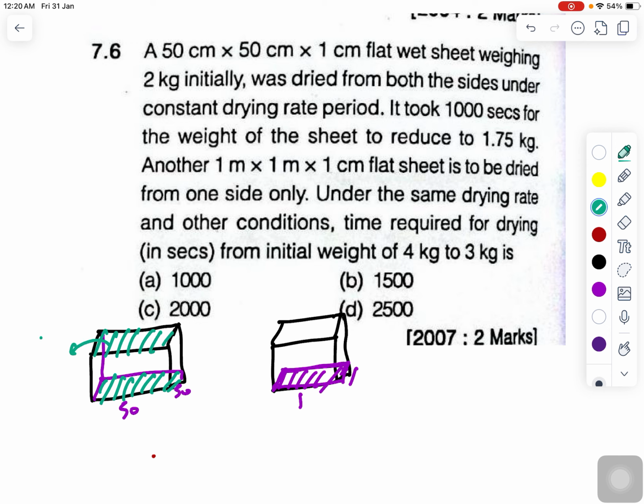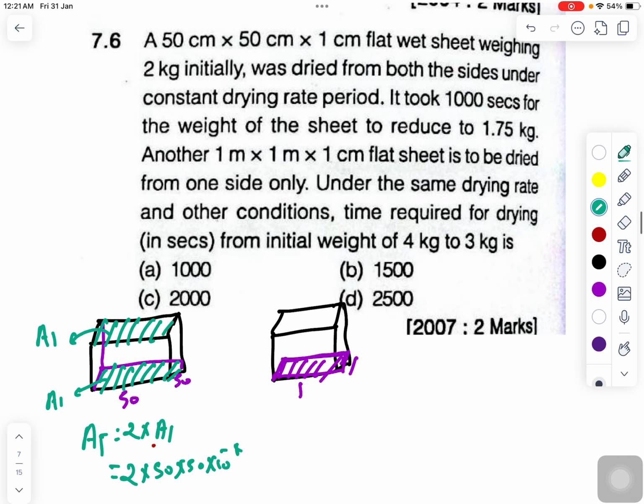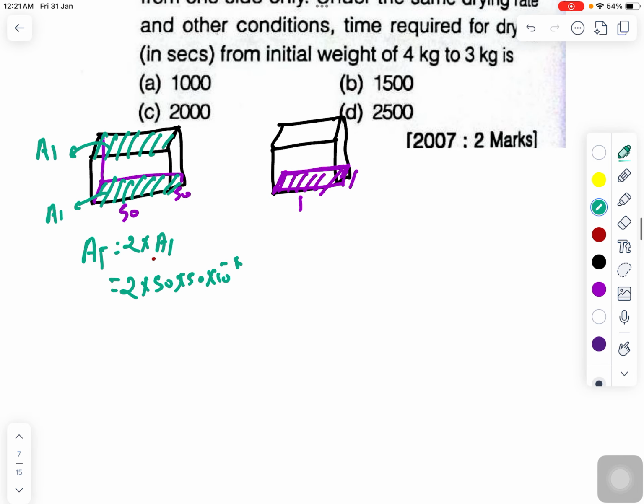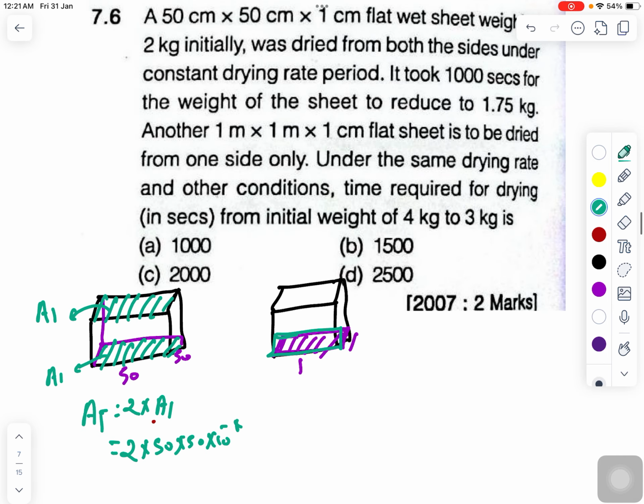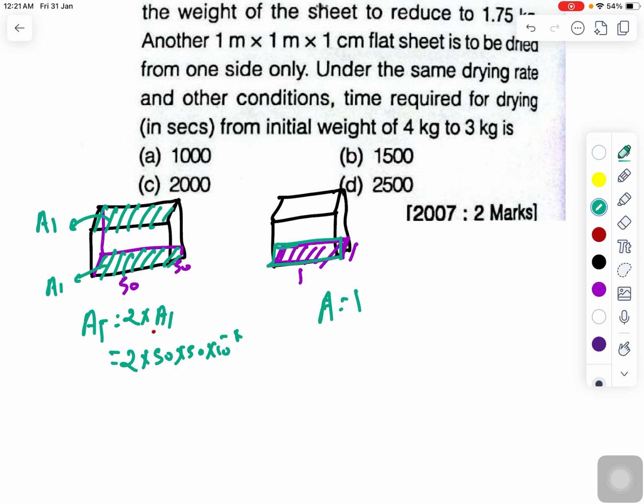So here the area is, let's say, A1, and drying is happening due to both areas, so the total will be equal to 2 multiplied by A1. So you can say that is 2 multiplied by 50 into 50 into 10 to the power minus 4, because this is in centimeter, right? Now here what is the area? Here drying is happening only due to one area. It took 100 seconds from one side only. So what is the area here? Area is 1.